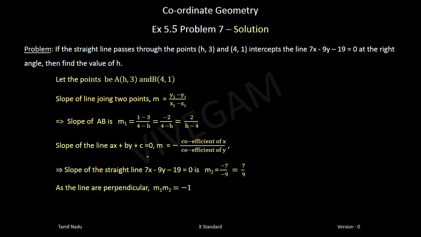The slope of the other line, in the form ax plus by plus c equal to 0, is given by minus coefficient of x divided by coefficient of y. The coefficient of x is 7, so minus coefficient of x is minus 7, divided by the coefficient of y, which is minus 9. So minus 7 divided by minus 9 is 7 by 9. This 7 by 9 into the slope 2 by h minus 4 equal to minus 1. That's the condition for perpendicularity.